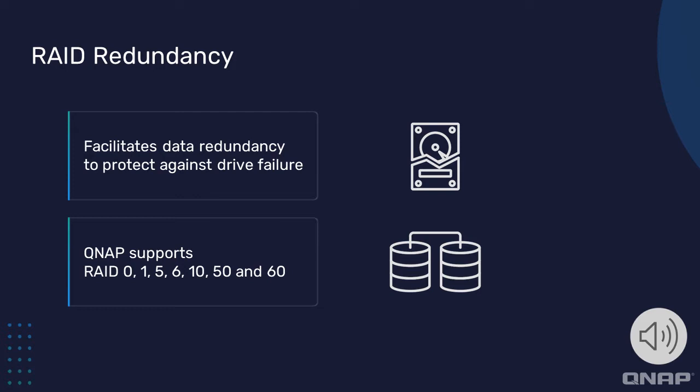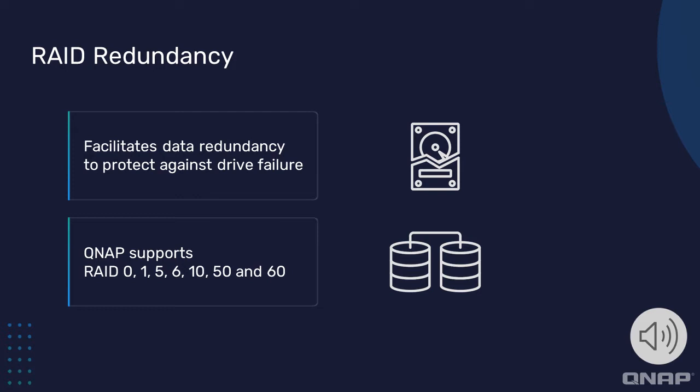RAID 0 actually arranges all of the drives with no redundancy, so that you would lose all of the data of the array if a single drive failed. This RAID is not typically recommended as it provides no redundancy, but it does provide the highest performance, so in certain use cases this may be a viable option.